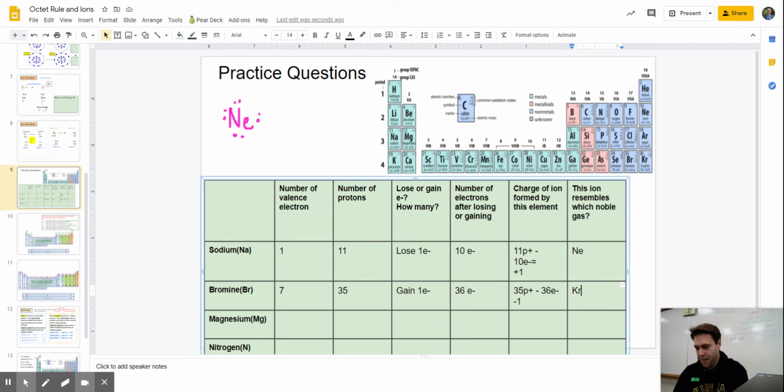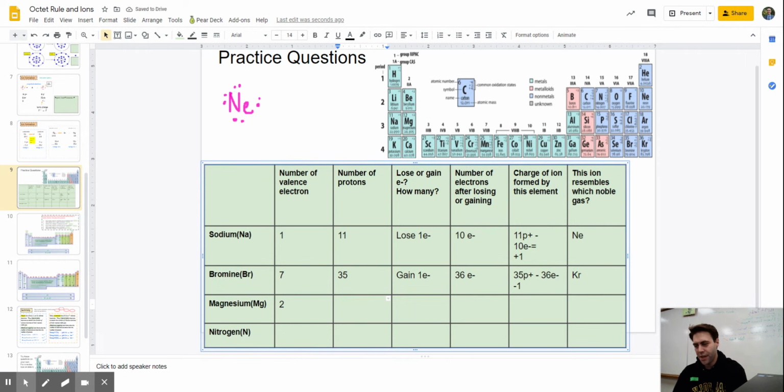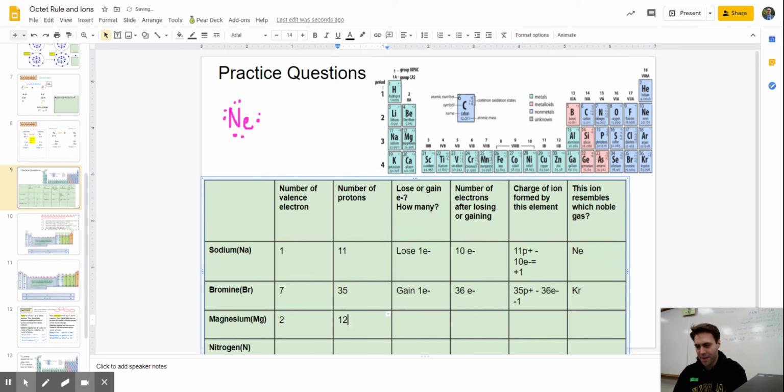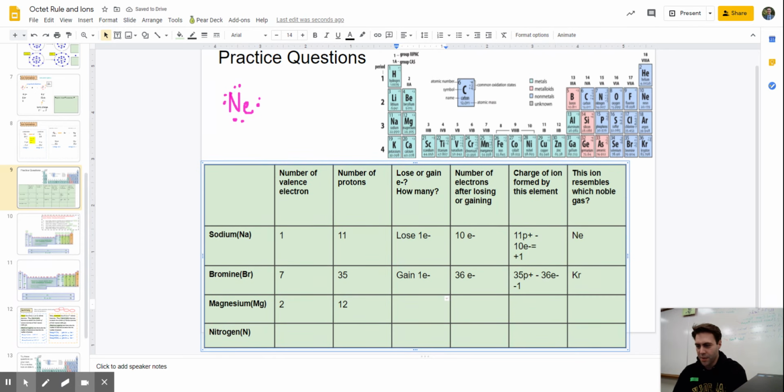Okay? Now what about magnesium? Magnesium is right here in group 2. Magnesium has how many valence electrons? 2 valence electrons because it's in group 2. How many protons? 12, because that's the atomic number. Will it lose or gain electrons, and how many?